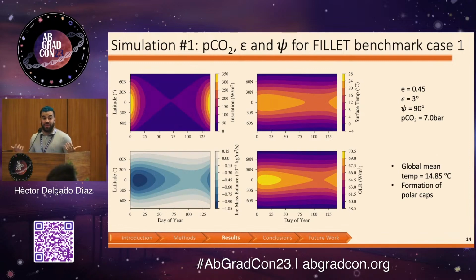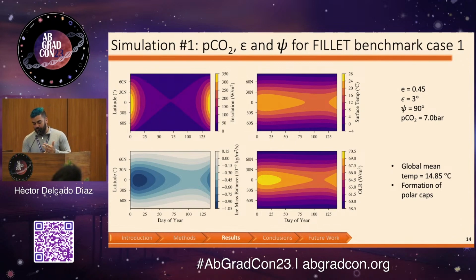And we found many possibilities, but the one I'm showing you here is an eccentricity of 0.45, an obliquity of 3 degrees, a precession angle of 90 degrees, and a partial pressure of CO2 of 7 bars. We noticed that 7 bar CO2 is the one that gives the most stable climates throughout the different partial pressures of CO2.